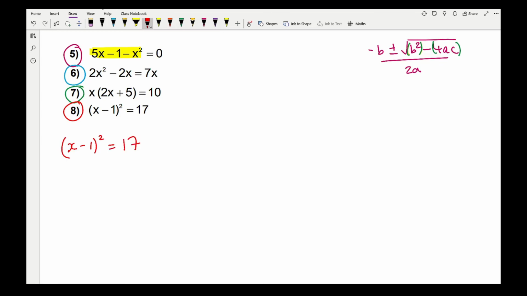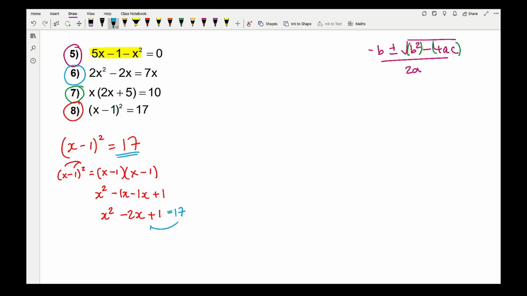So if I expand this out, the key thing to note is that x minus 1 squared is x minus 1, x minus 1. It's not just going to be simply x squared minus 1 squared. It's actually going to be two brackets. So expanding this out, I get x squared minus 1x minus 1x plus 1, which leaves me with x squared minus 2x plus 1. Now, the key thing that a lot of people tend to forget is that this all equals 17, because we've got this equals 17.